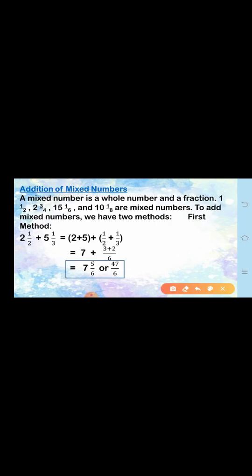Okay, so the second method, as I said a while ago, we have two methods. Another method of adding mixed numbers is to change the mixed numbers into improper fractions and then add. Like our method earlier. To change the mixed numbers into improper fractions, we multiply 2 times 2, we get 4, and then add the numerator, which is 1, so we get 5.